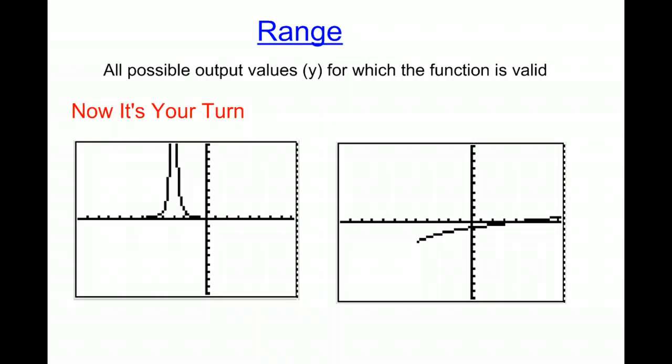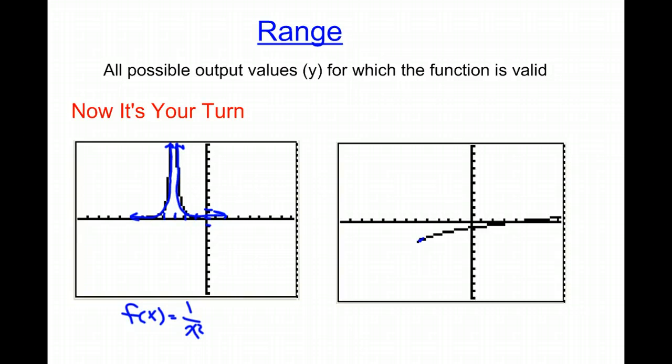Now it's your turn. So looking at these graphs, we have x is -1, x is -2, x is -3, x is -4, y is 1, y is 0, y is -1. This graph goes along here and has the parent function f of x equals 1 over x squared. Please find the range of that graph.